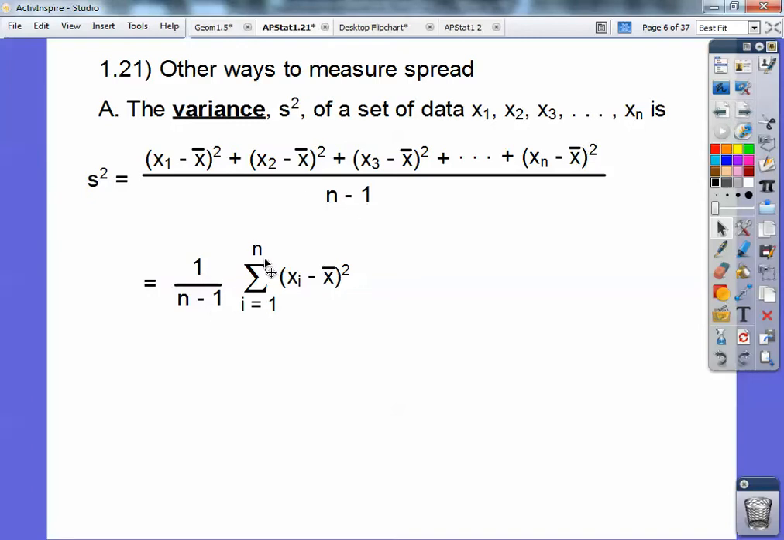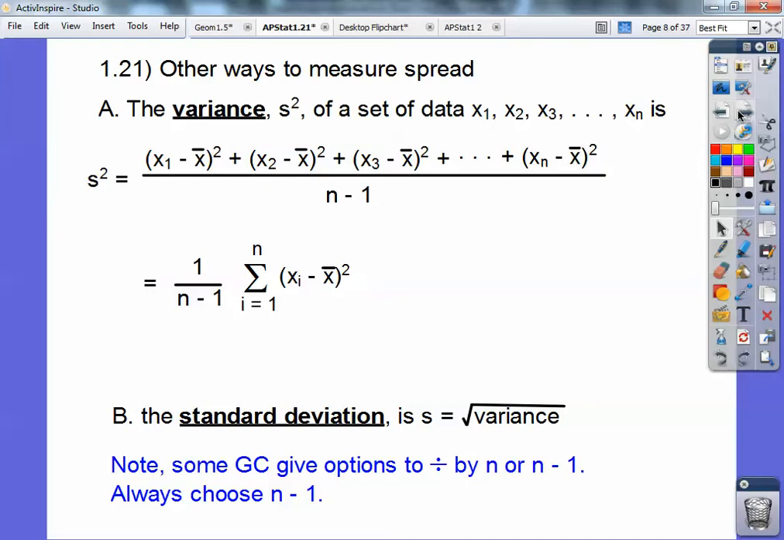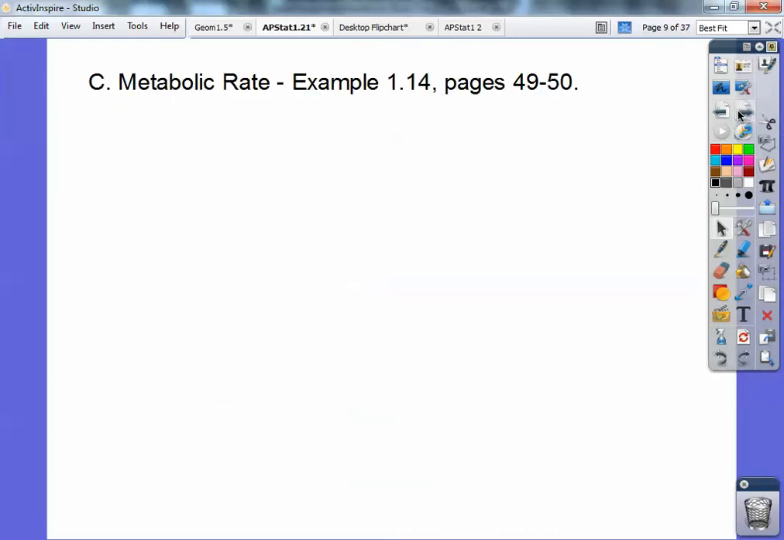Anyways, here's my n minus 1. It's 1 over n minus 1. And you remember this from Algebra 2? This just says the sum from i equals 1 to n. Here's my i equals 1 right here, here's my i equals n, and here's all the ones in between, squared. So that's the shortcut formula right there. And then standard deviation, that's the number that we really focus on, is just the square root of your variance. Standard deviation is just another form to measure spread. Some calculators give you an option to divide by n or n minus 1. We always choose n minus 1, and I don't know why, but that's okay. We just choose n minus 1.